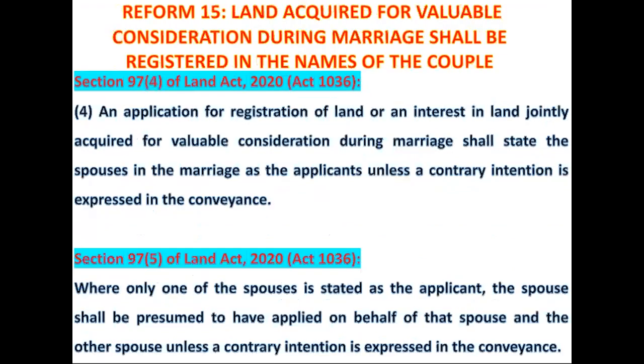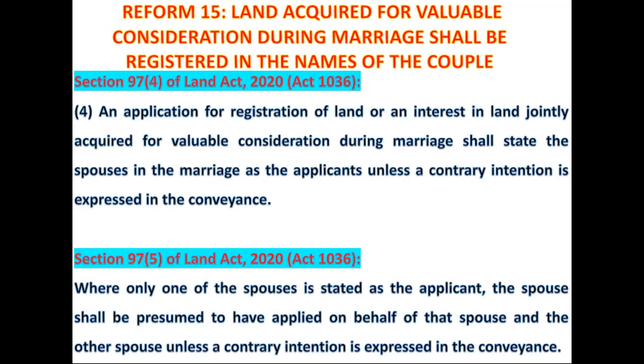Now, the next thing we shall look at is the registration of lands that are also acquired for valuable consideration during the course of marriage. How do you register land that has been acquired for valuable consideration during marriage? Look at section 97, subsection 4 of the Act. It reads as follows, and I quote: an application for registration of land or interest in land jointly acquired for valuable consideration during marriage shall state the spouses in the marriage as the applicants, unless a contrary intention is expressed in the conveyance.